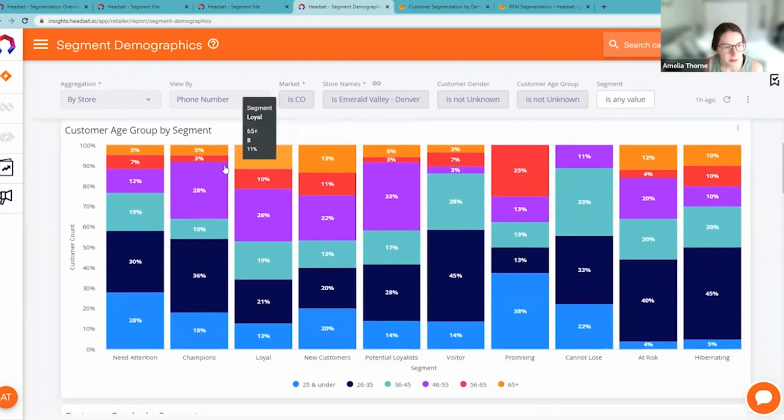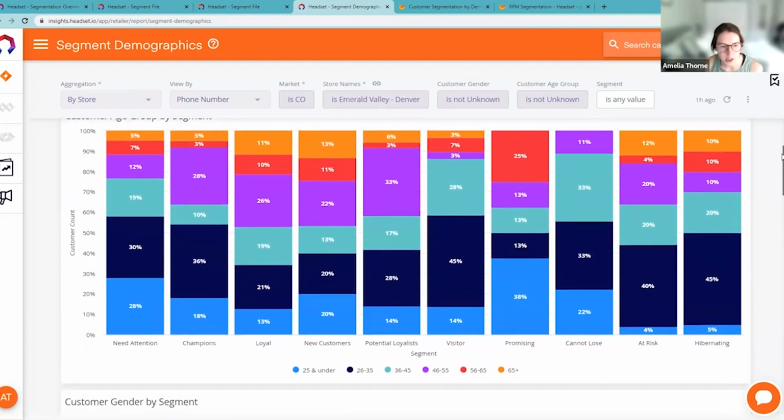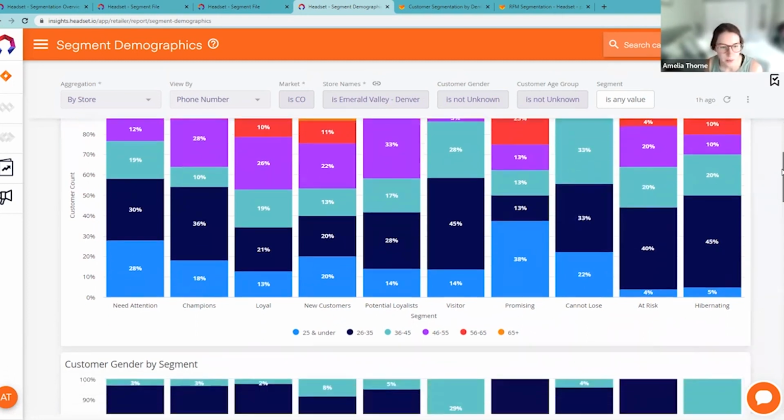Scrolling down, we have customer age group by segment. This is going to give you an idea of who makes up each segment in terms of age group. And you can see clearly which age groups don't fall into any, like no 65 plus falls into promising. Okay, good to know. A lot of cannot lose segments are actually younger people. So maybe when you are thinking about building that cannot lose marketing strategy, you're only focusing on the younger age groups. That's something to keep in mind too.